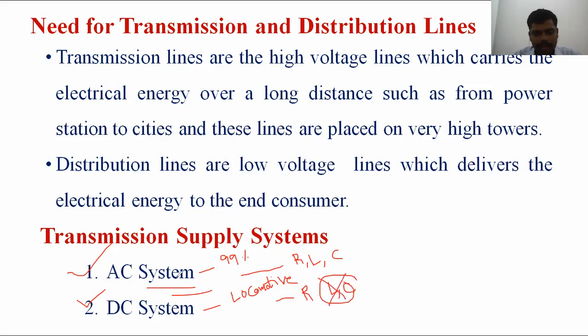But in the AC system, due to the inductance and capacitance, the losses are more. And in the DC system, the only parameter is resistance, so the losses are very, very less. Here, within a single conductor or two conductors, we can transfer the electric energy. For example, take electric traction, which requires only a single conductor. The ground acts as a return conductor. With a single conductor, we can transfer up to 20 kV or 25 kV.